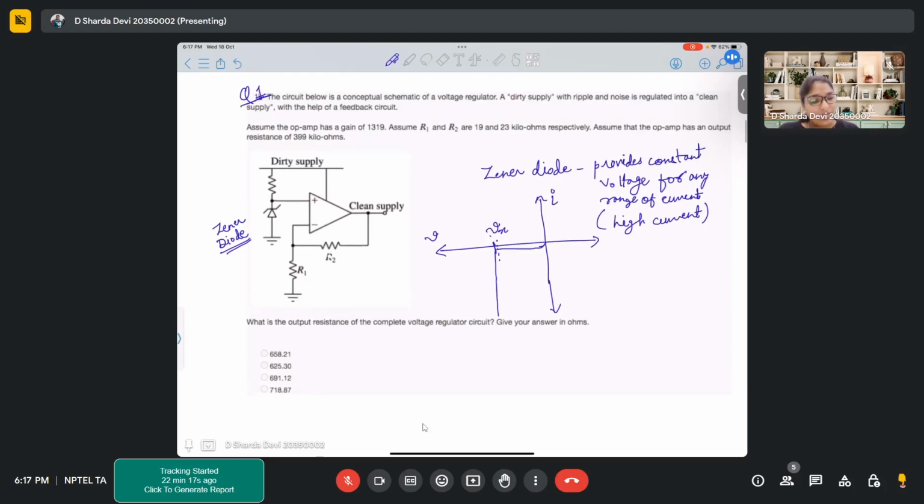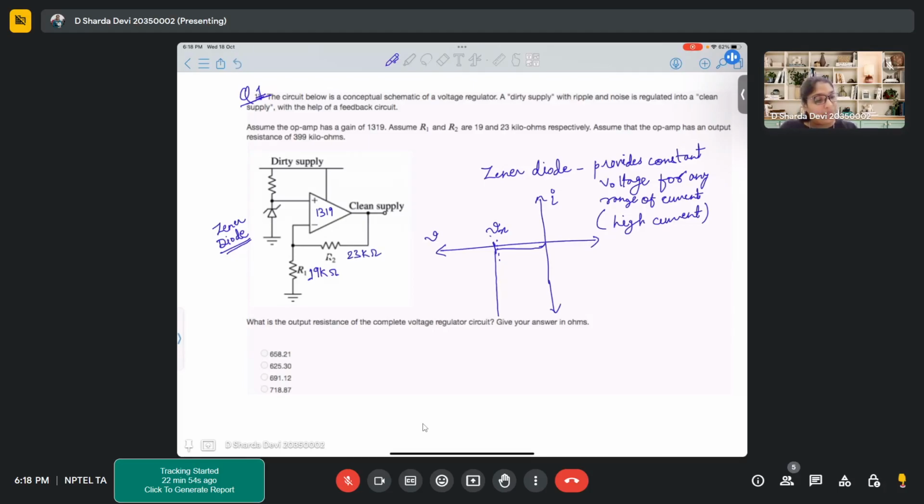Now coming back to this question, it says the circuit below is a conceptual schematic of a voltage regulator, as I mentioned. A dirty supply with ripples and noises is regulated into a clean supply with the help of this feedback circuit. Assume the op-amp has a gain of 1319, R1 has a value of 19 kilo ohms, R2 is 23 kilo ohms.